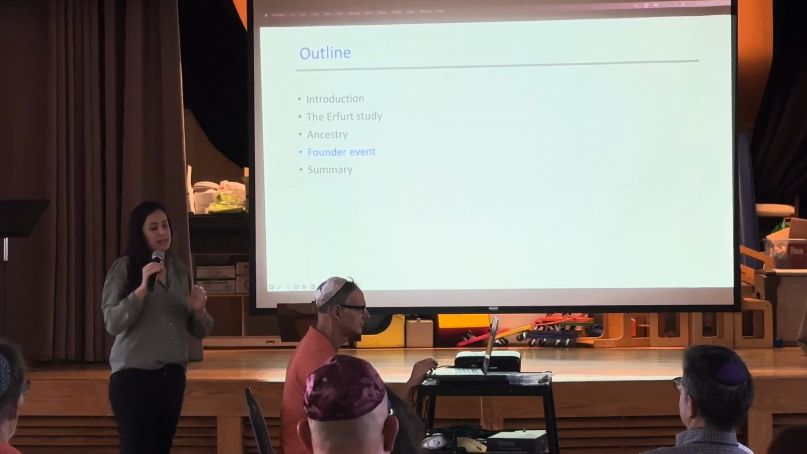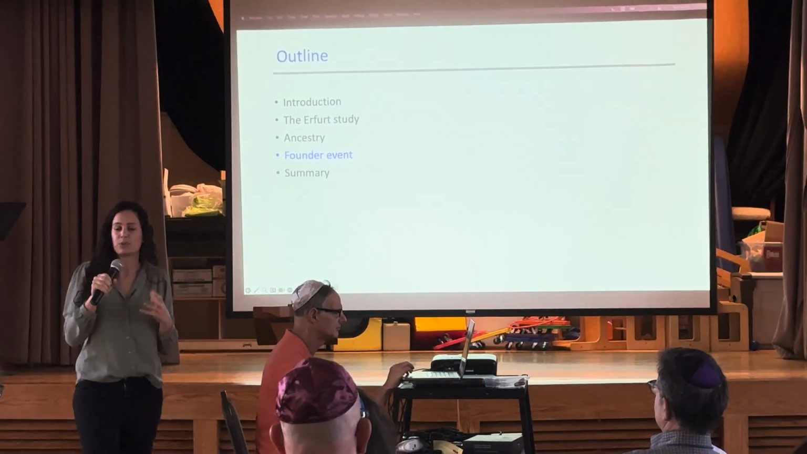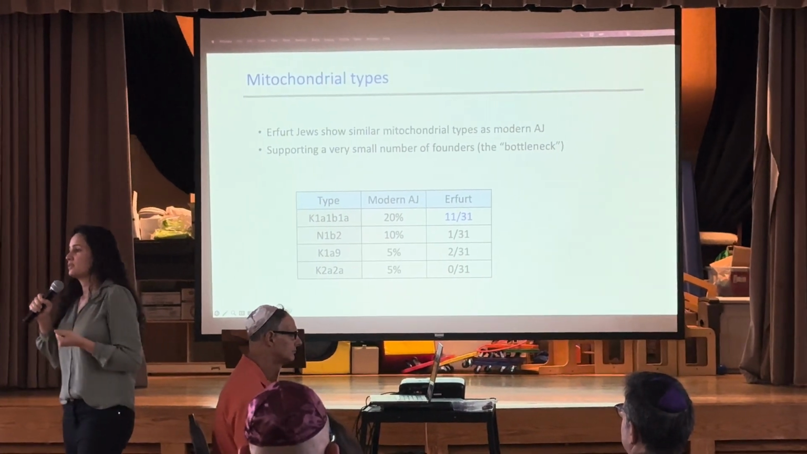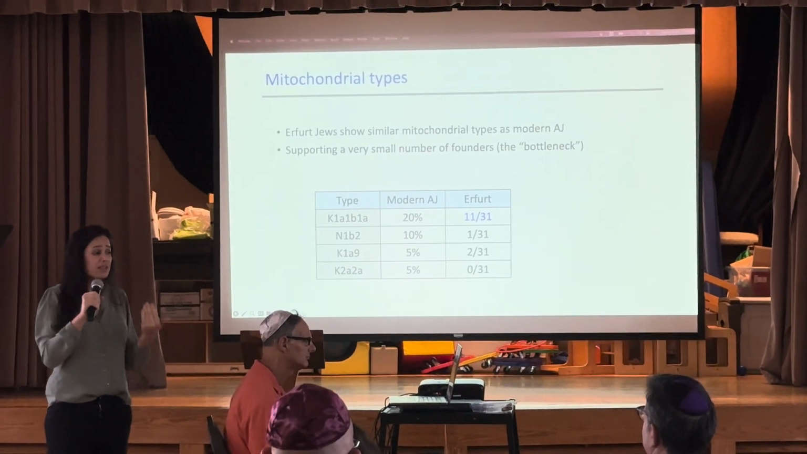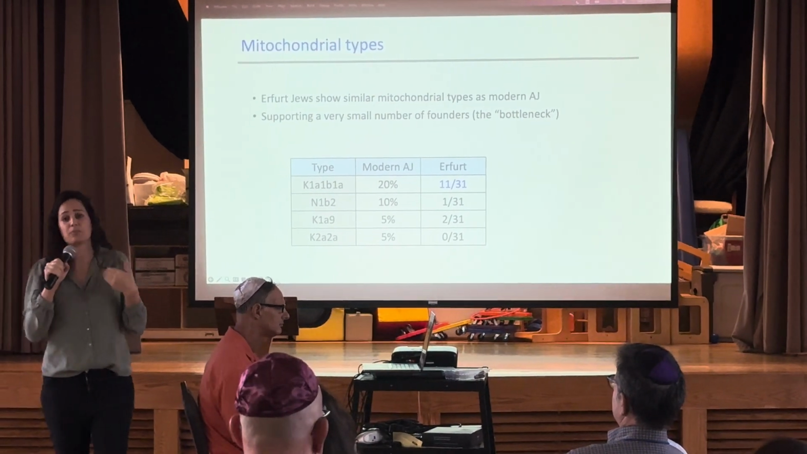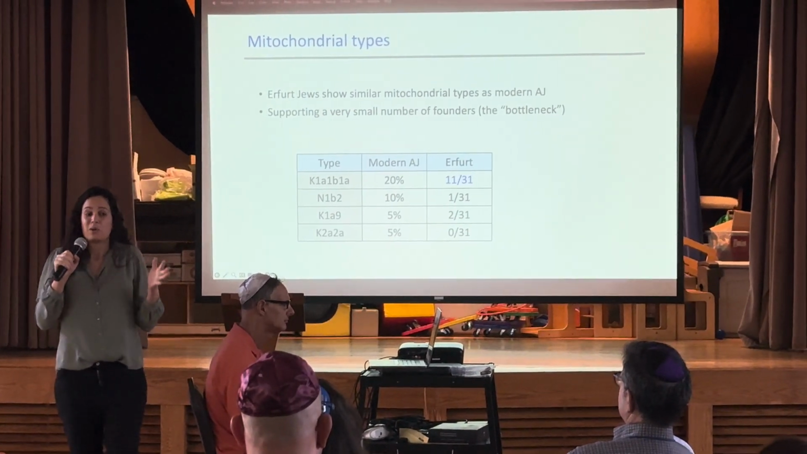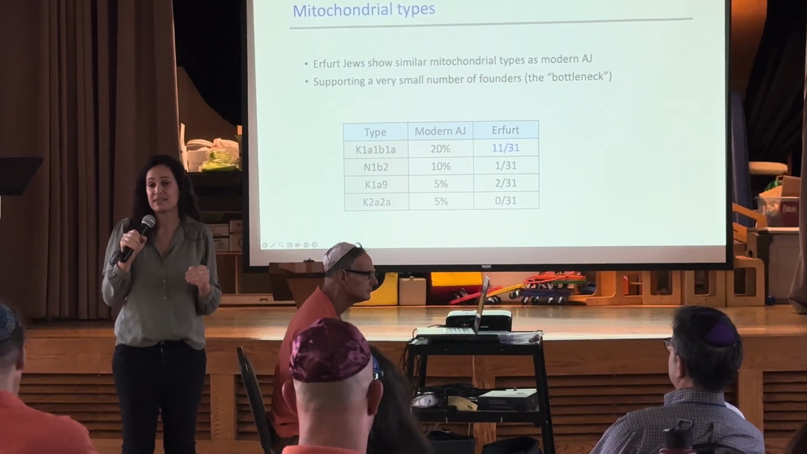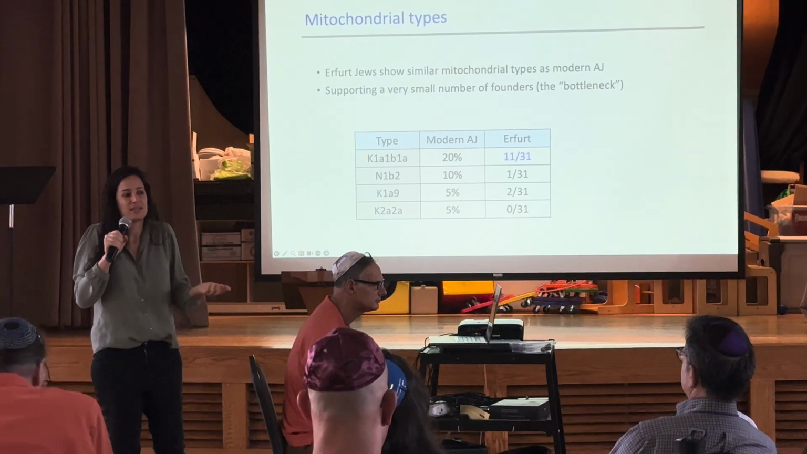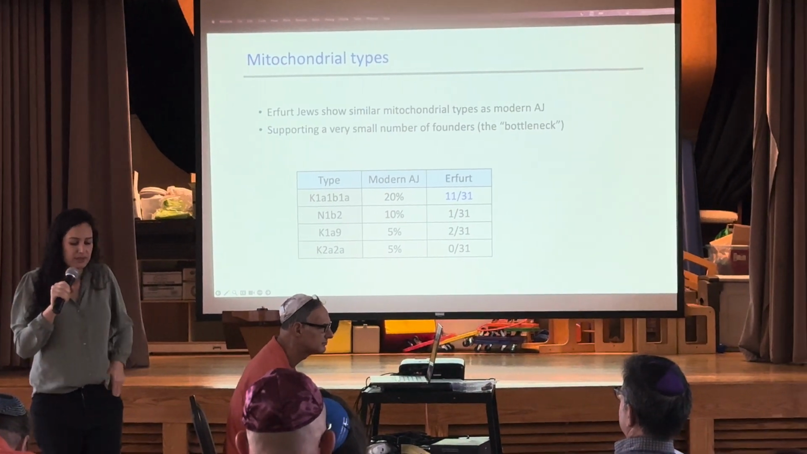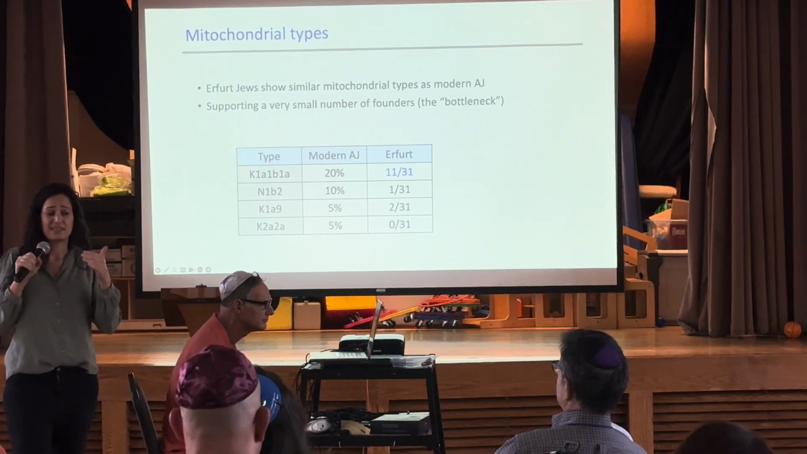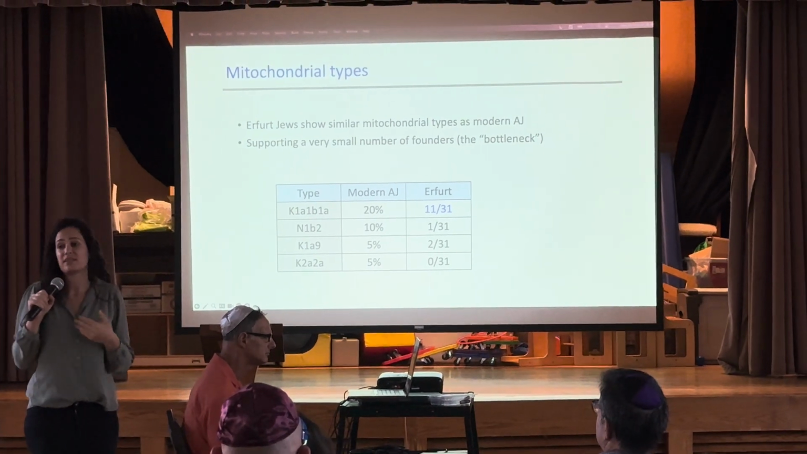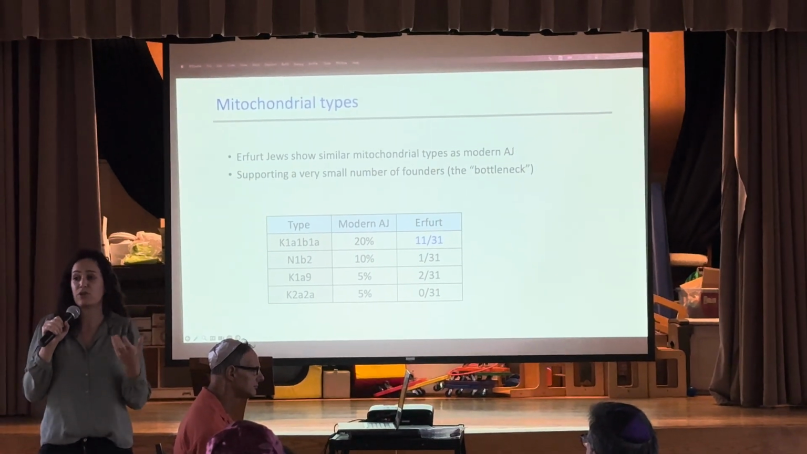Okay, so that's about the ancestry. Another thing that we wanted to study using our samples is the founder event. First, we wanted to understand whether the Erfurt samples already post-dated the bottleneck, because we don't have a certain estimate of when exactly the bottleneck happened. We don't know historically what this event was. So we thought that if we see that the Erfurt samples already experienced the bottleneck, we can say for sure that this event happened before the 14th century.